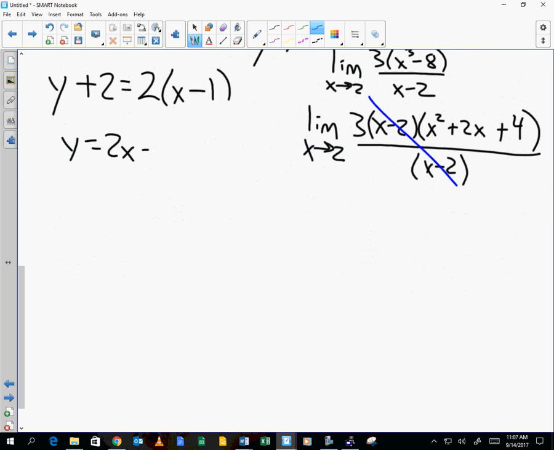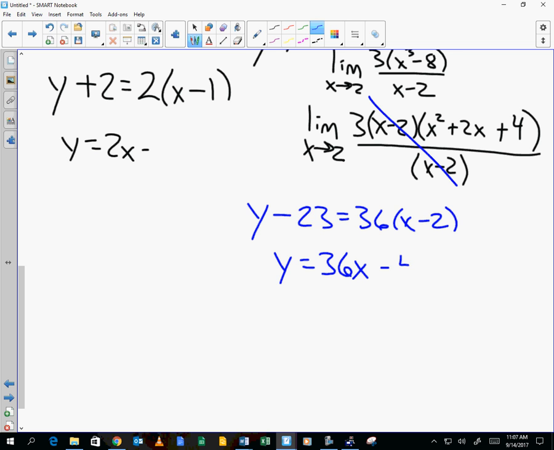All right, so we have y minus what? 23 equals 36 times (x minus 2). y equals 36x. We've got a negative 72 plus a 23. Minus 49. Beautiful.